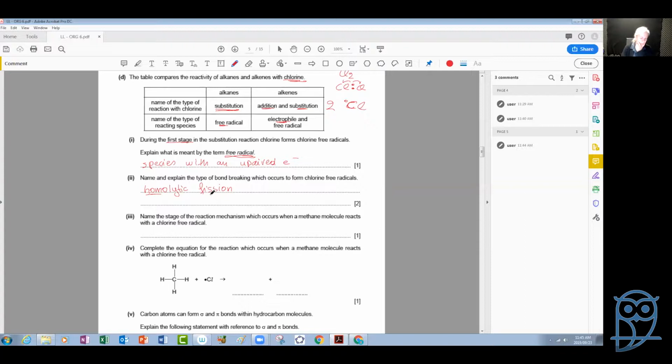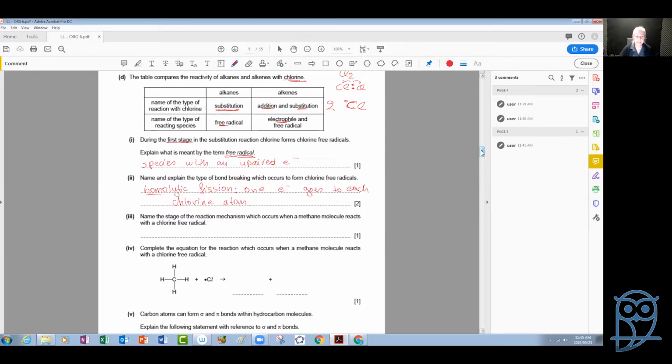So this is the homolytic. Name and explain the type of bond breaking. Homolytic fission, this is the name, and we can say that one electron goes to each chlorine atom. Okay, so that is the explanation.